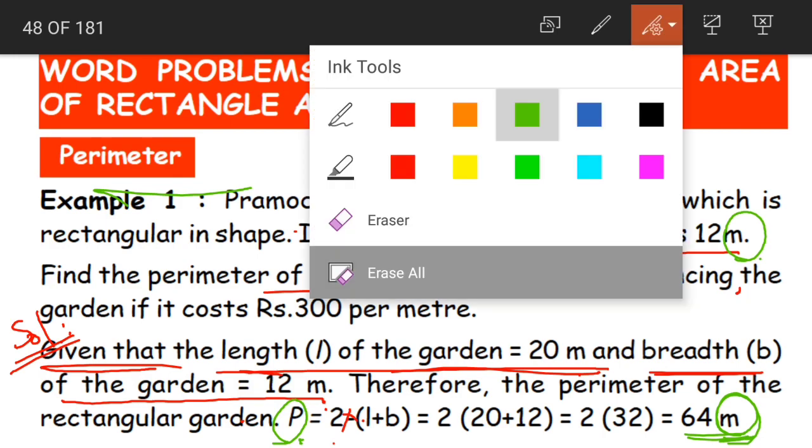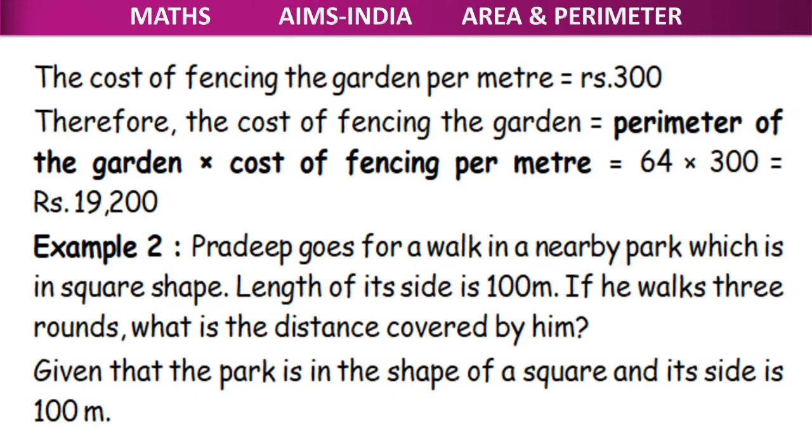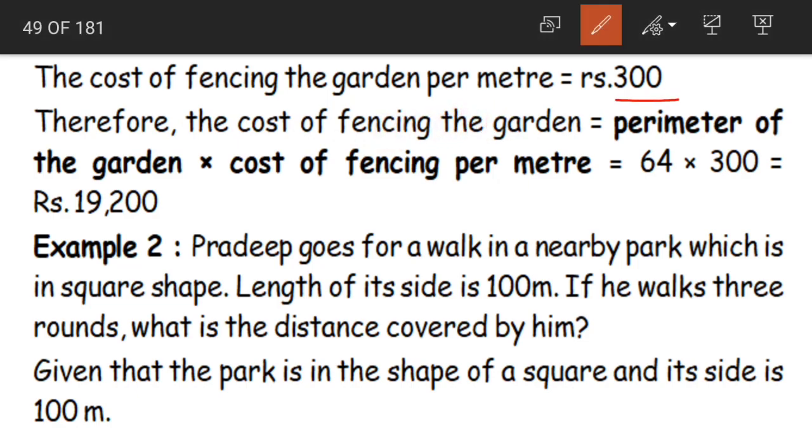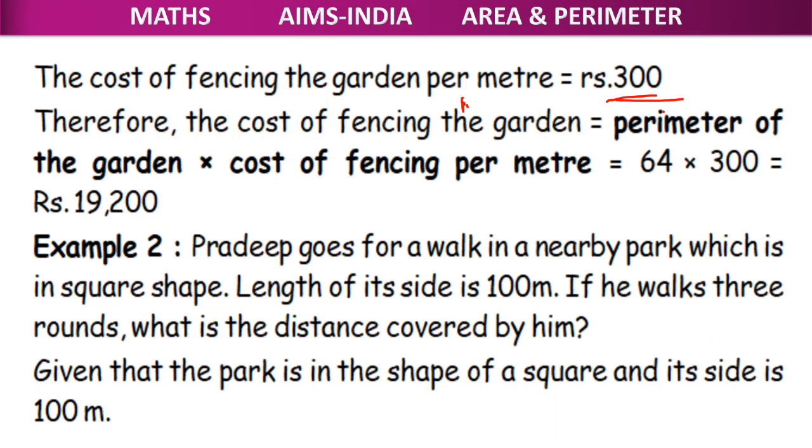We have solved one part of the question. What is one part? One part is to just find the perimeter of the garden. Now, what is the second part here? We have to find out the cost of fencing the garden if the cost is 300 rupees per meter. The cost of fencing the garden per meter is 300 rupees. For 1 meter, the cost is 300 rupees. Now, what is the perimeter of our garden here?